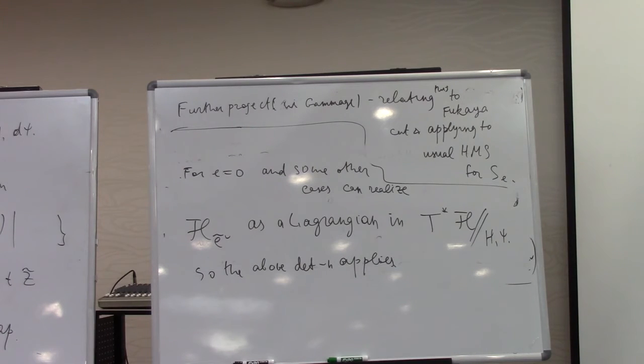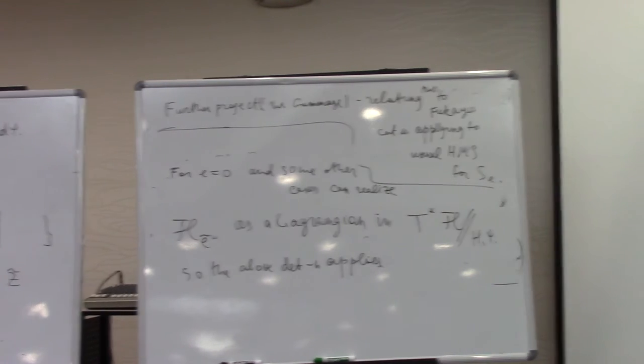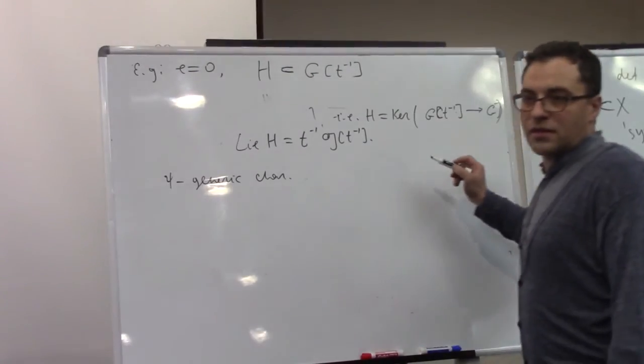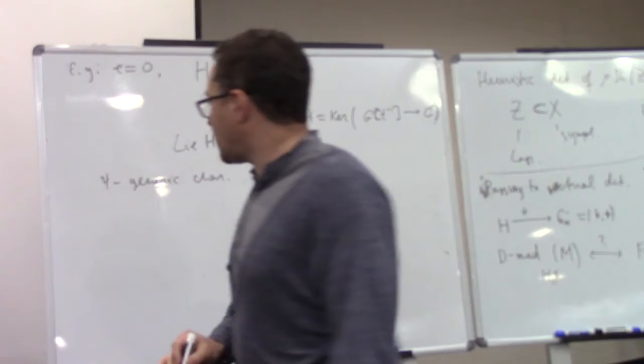Meaning of this is that this is reduction. H is the kernel of G of T inverse to G, which is evaluation. The Lie algebra of H is. And psi is just generic. And then in those other cases, one can do a similar thing, replacing this by some parahoric.